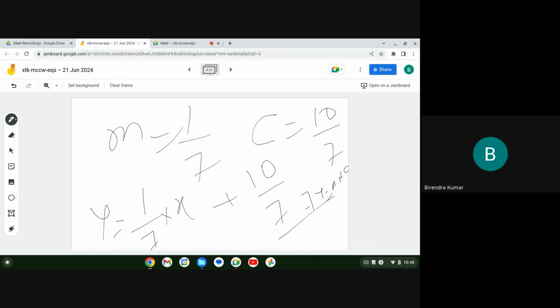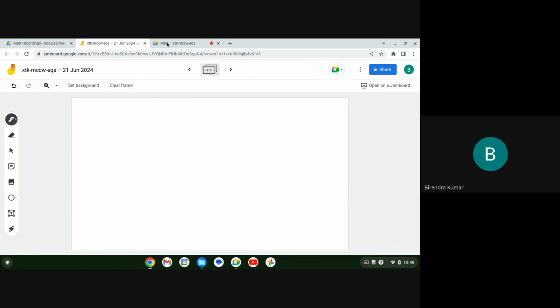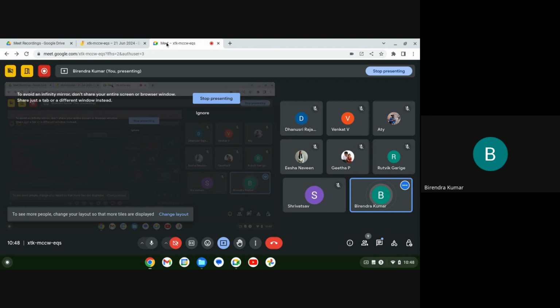So, in summary, whatever we have done today, these are very straightforward things. We just learned how to interpret or get the meaning of a slope of a line.